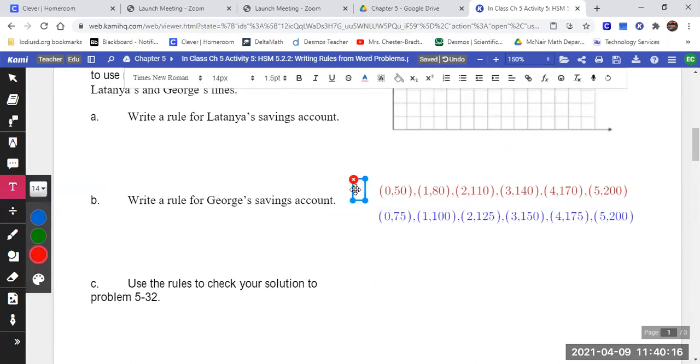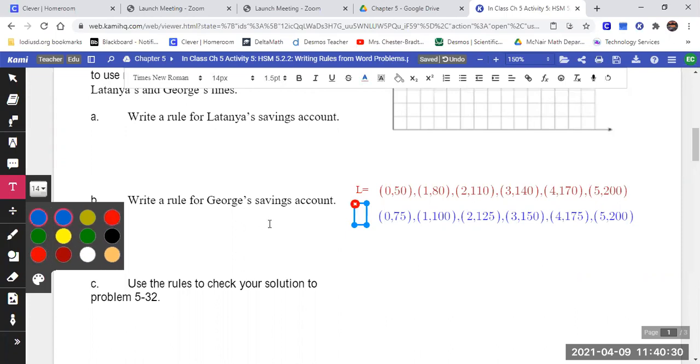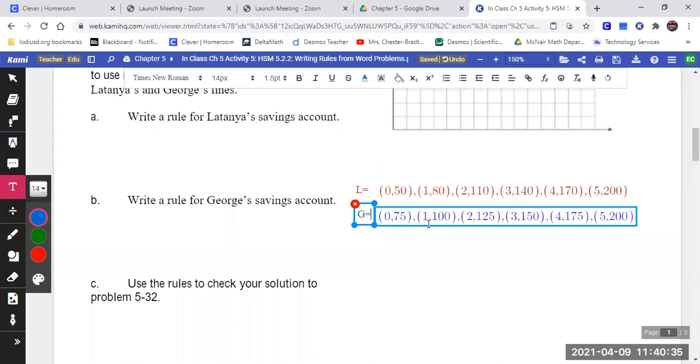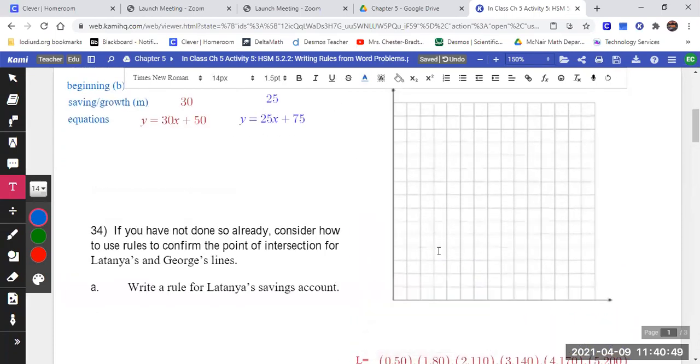We know that the red is LaTanya, right? And we know the blue is George. So I'm just labeling to remind myself what these lists stand for. The red list was LaTanya's information from the table, so we can graph it. The blue list was George's information from the table, so we can graph it, okay? Now, I'm just putting it there for the minute.